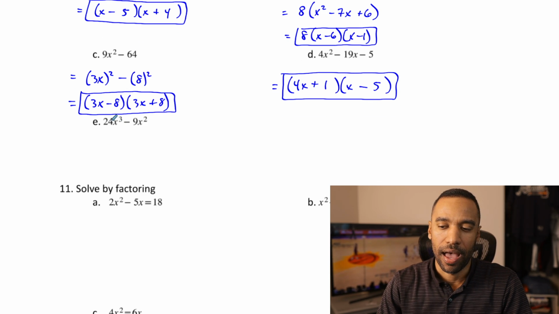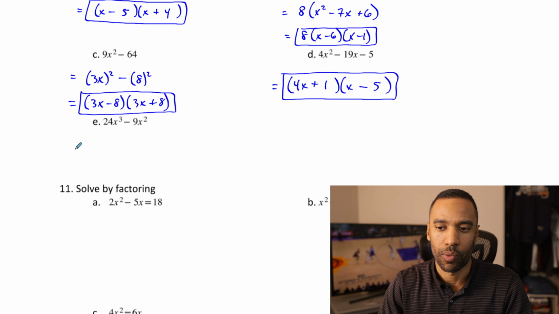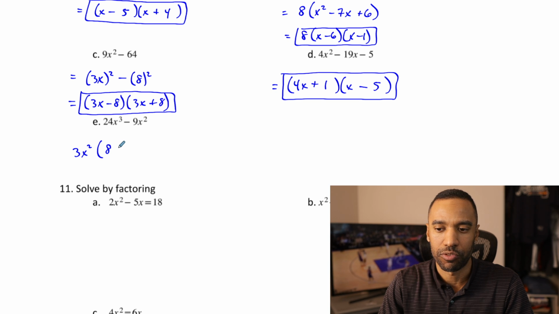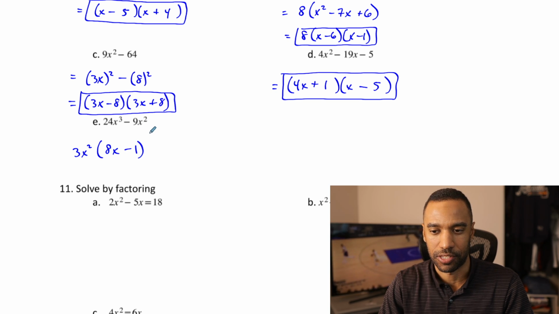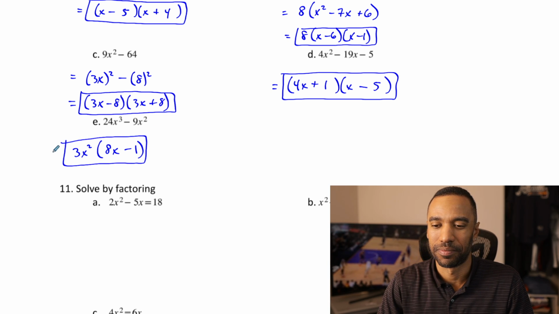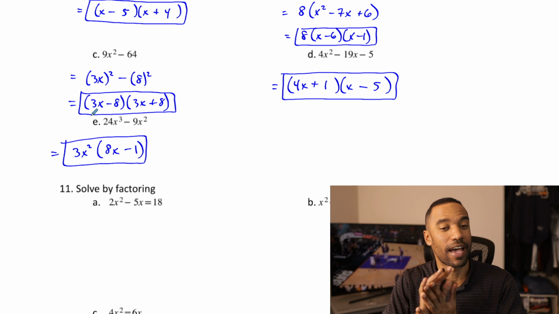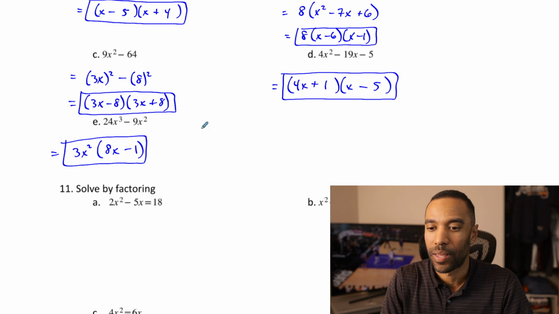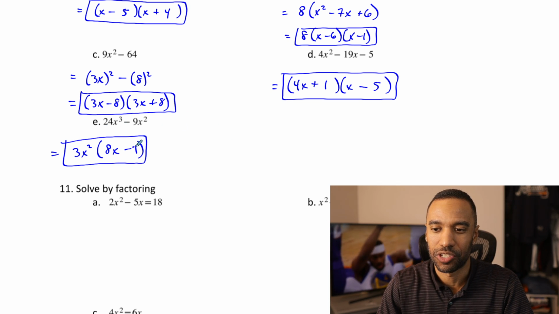Part E, I have 24x cubed minus 9x squared. I can factor a 3x squared out of here. And inside I'm left with 8x minus 1. And that's it. All right. Nothing else to factor inside of that one. Oh, not minus 1, minus 3. Excuse me, minus 3. I was thinking of factoring 9 out.